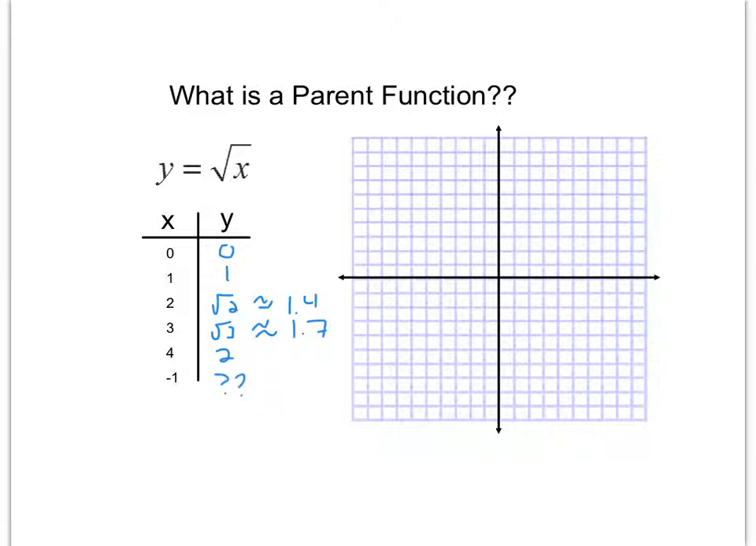So let's go ahead and plot these points real quick. We'll do that in red. When x is 0, y is 0. That's right here. When x is 1, y is 1. That's right here. When x is 2, y is 1.4. That's right about there. The next one is 1.7. The next one is 2. This graph is going to look something like that. There is our parent function of y equals the square root of x.